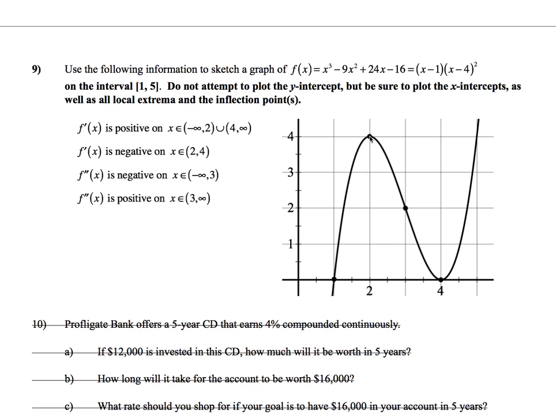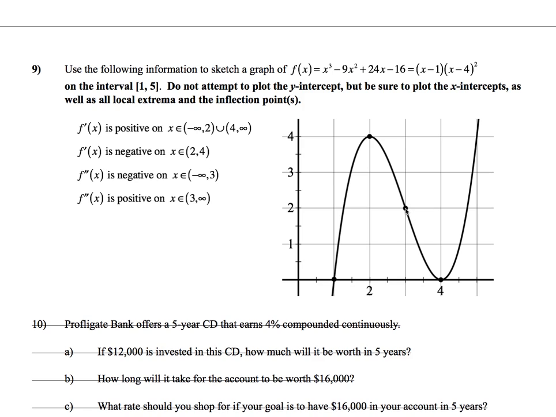And then the last thing we're looking at is the inflection point, and since the second derivative changes from negative to positive at 3, x is 3, then we have an inflection point where x is 3. Well, 3 minus 1 is 2. 3 minus 4 is negative 1. Negative 1 squared is 1, and so that's 1 times 2. So our inflection point is 3, 2.